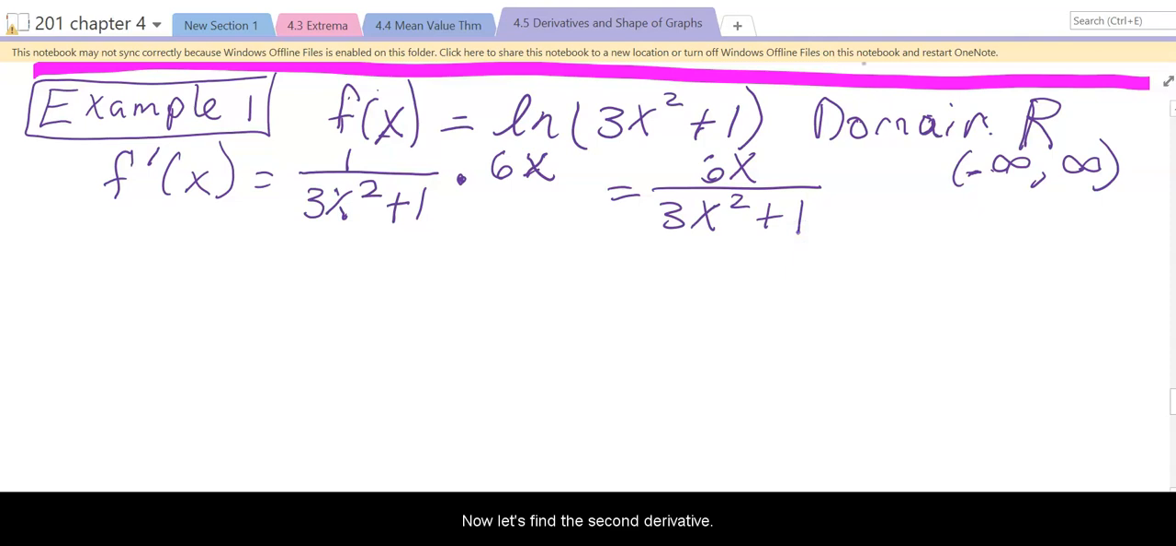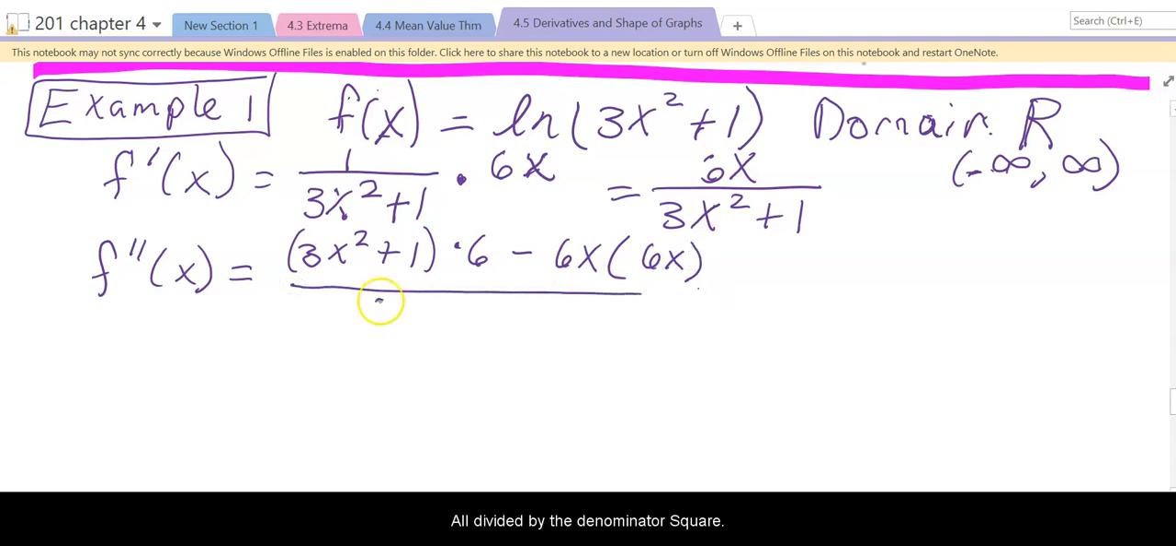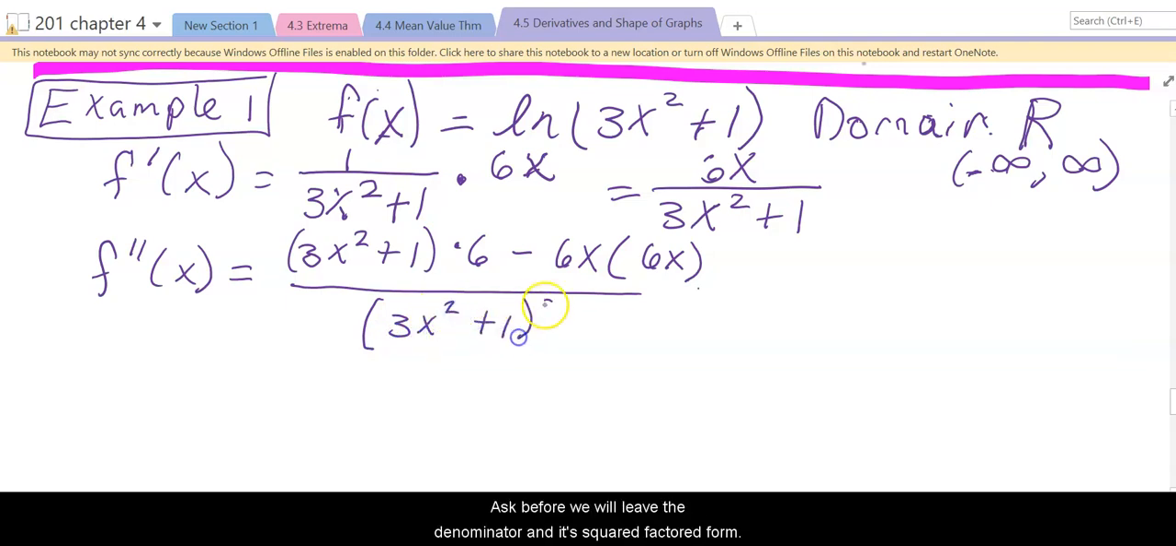Now let's find the second derivative. The second derivative is the derivative of the first derivative. In this case, I will use the quotient rule. That gives me the denominator, 3x squared plus 1, times the derivative of the numerator, which is 6, minus the numerator, 6x, times the derivative of the denominator, which is 6x as well, all divided by the denominator squared. As before, we will leave the denominator in its squared factored form.